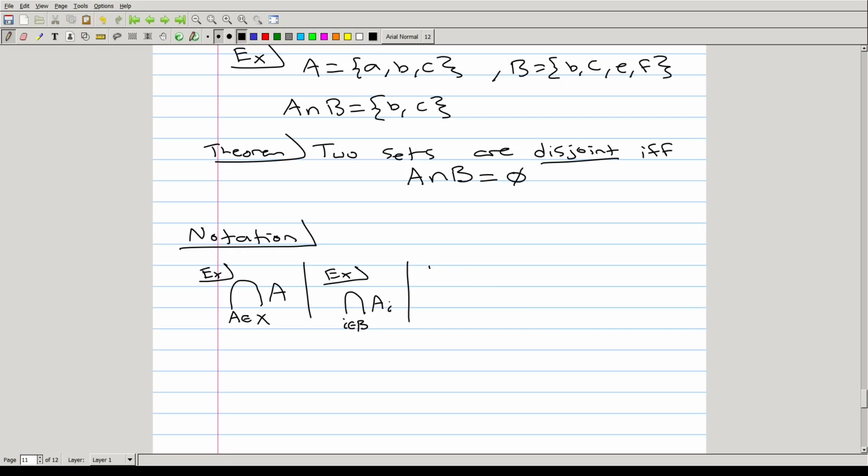You can also even talk about, say, the intersection of finitely many sets, countably finitely many sets, or countably infinitely many sets. Notation for that is the intersection from I equals 1 to n of AI, or to infinity of AI.